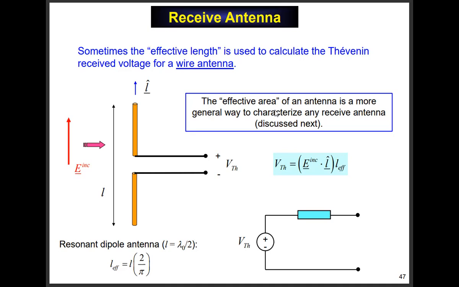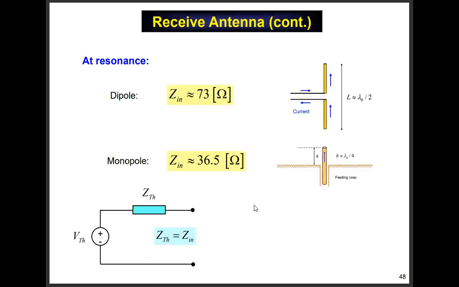So anyway, but let me again emphasize what's in the box here. I recommend the effective area way of calculating power going to a load, not using this effective length, because the effective area is a more general way of doing it. It still applies to wire antennas, but it applies to any type of antenna. Okay, I already mentioned this. So at resonance, the dipole 73 and the monopole is half of it, remember? Anyway, again, the Thevenin equivalent circuit for any receive antenna.